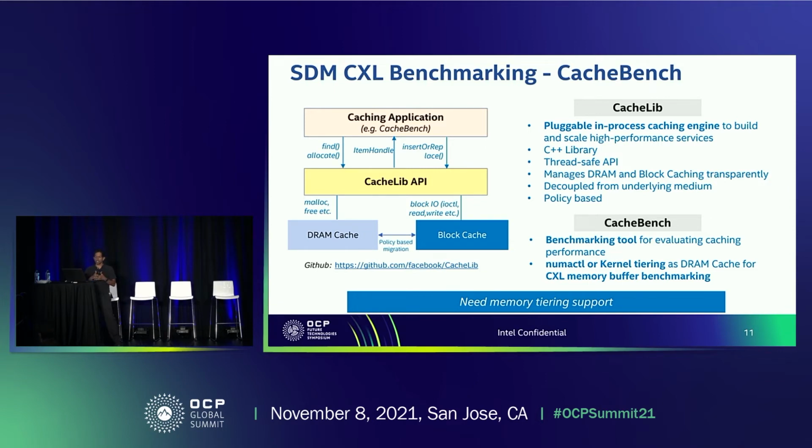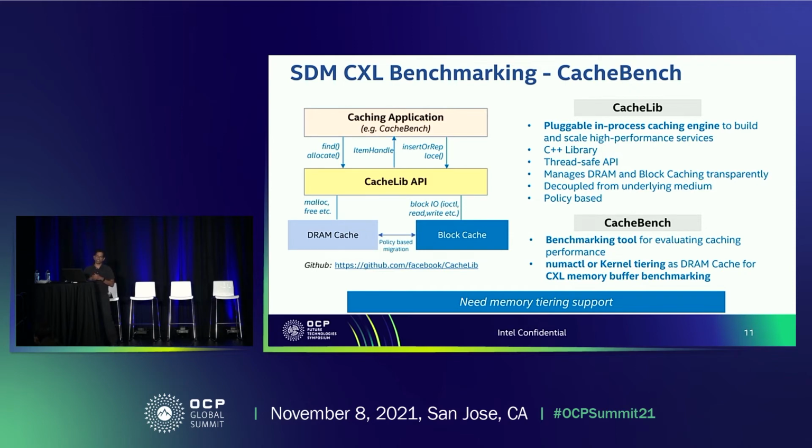But the good news about the Cachelib API is that it manages both the memory tier as well as the storage tier transparently, so you don't have to programmatically control anything. The only thing that you control is the policies on how you move the data back and forth, right? So that's the advantage. So how do you take advantage of Cachelib?